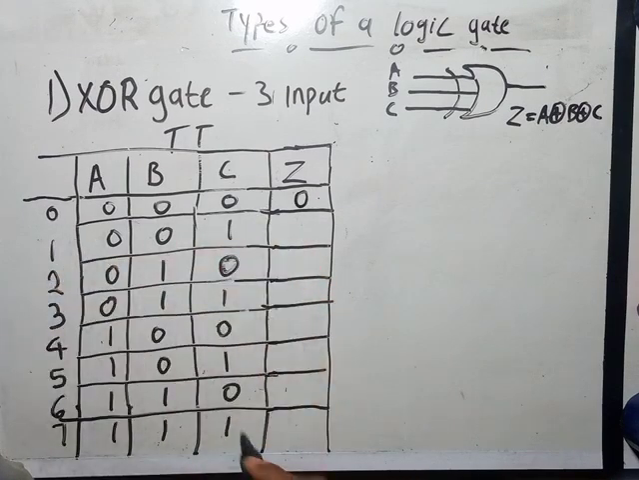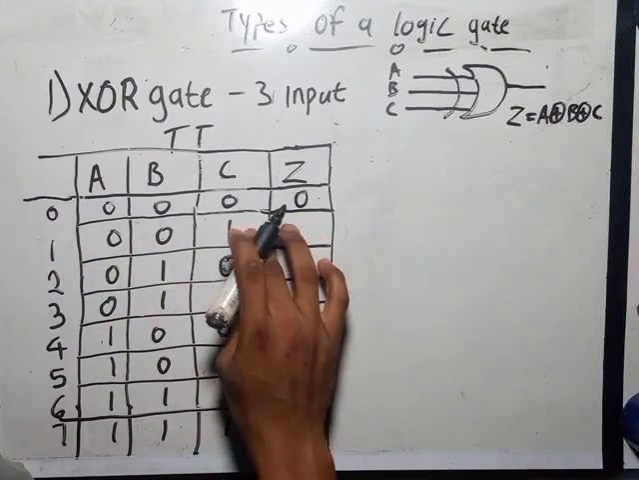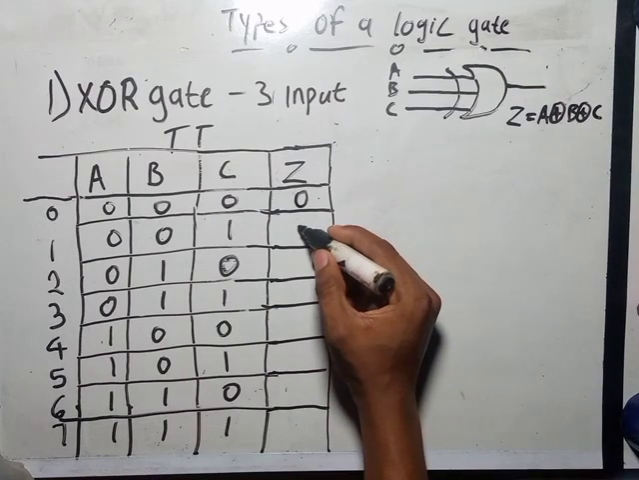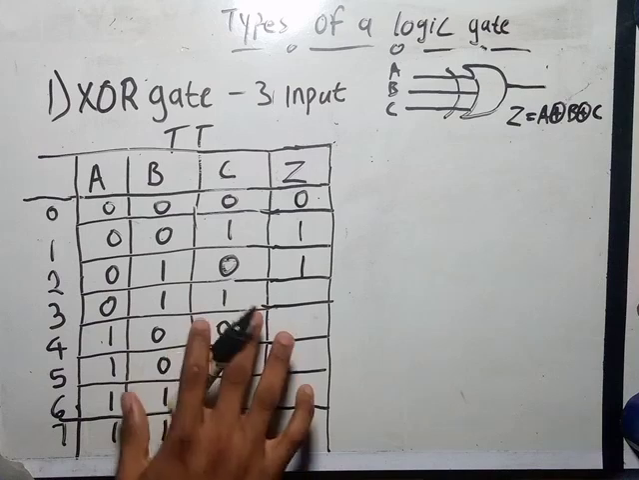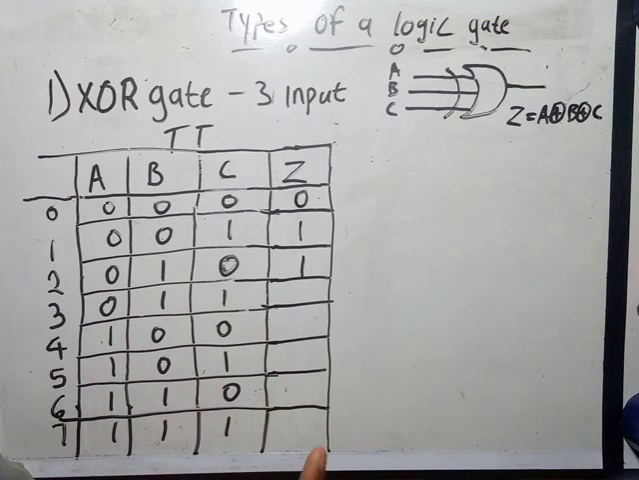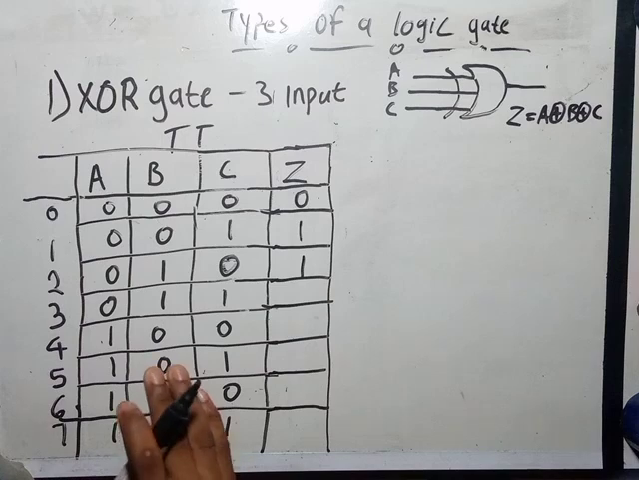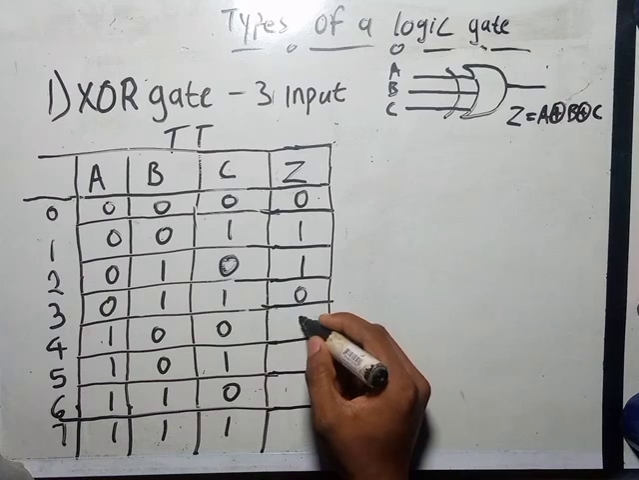For this odd number, only one high input. This is an odd number of inputs. So we are having what? 1. The same thing goes for this one. 1. But for this, we are having two high inputs. So our output will be what? 0. This we are having one high input. So our output will be 1.